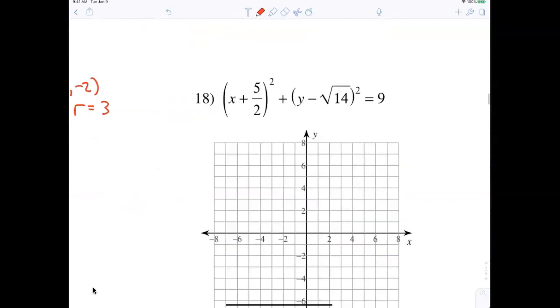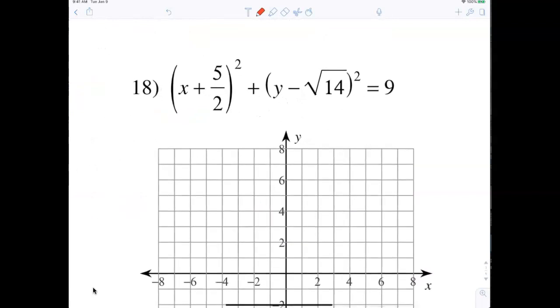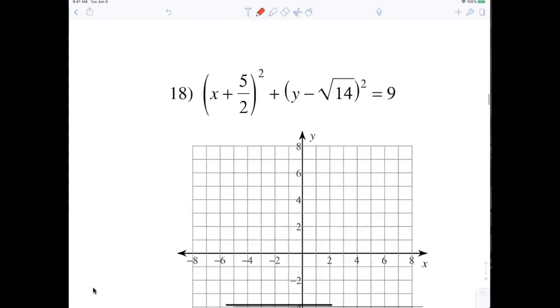Okay, so why would the 18 be kind of annoying? Because you have to figure out what the square root of 14 is, right? That decimal approximation for the square root of 14. You can find that on the calculator if you want.